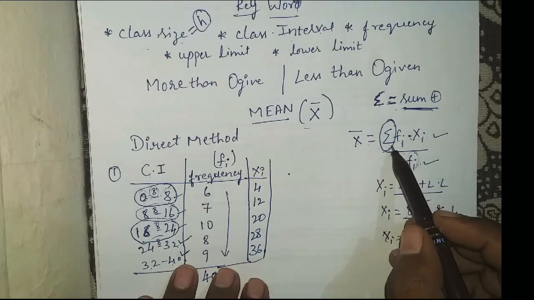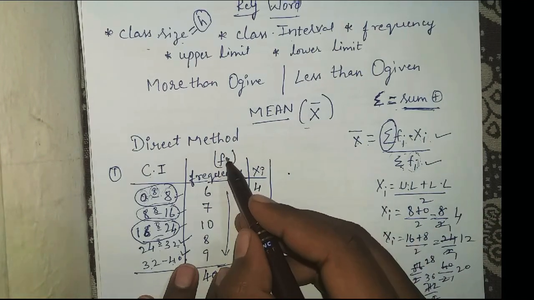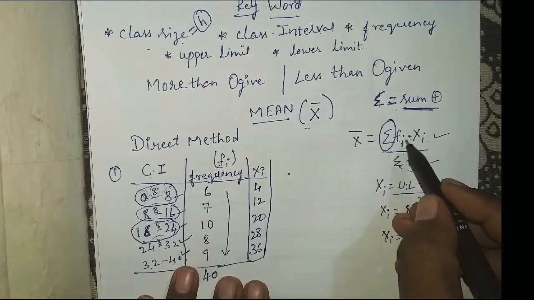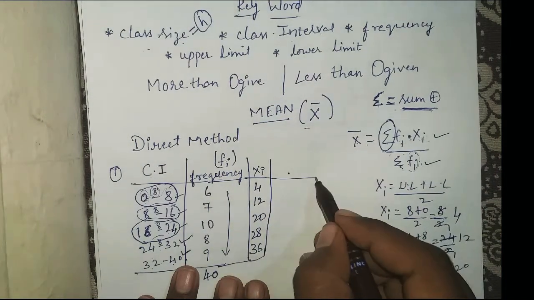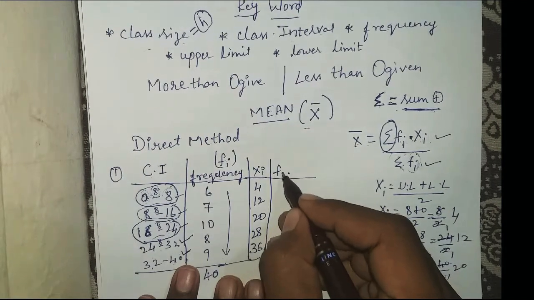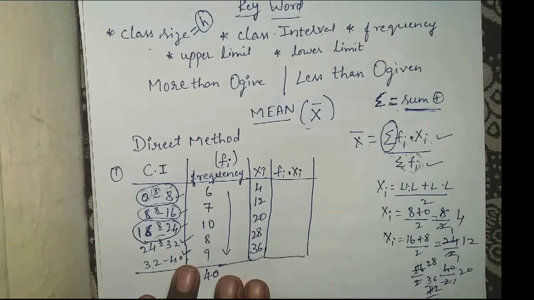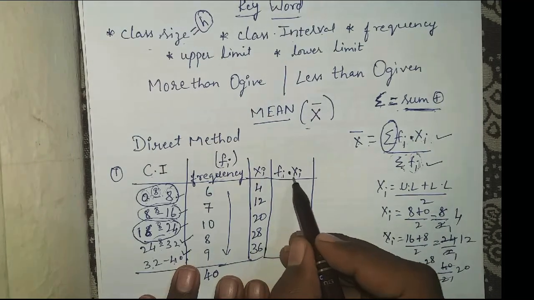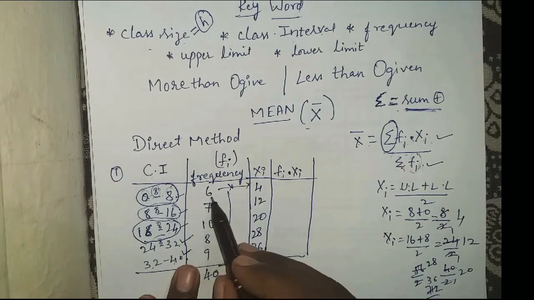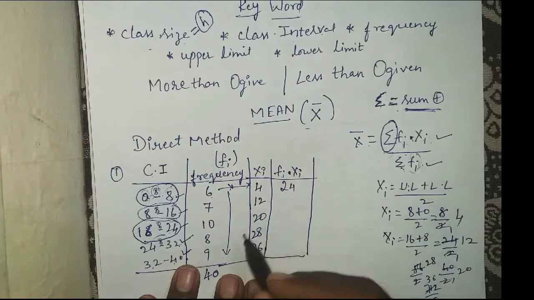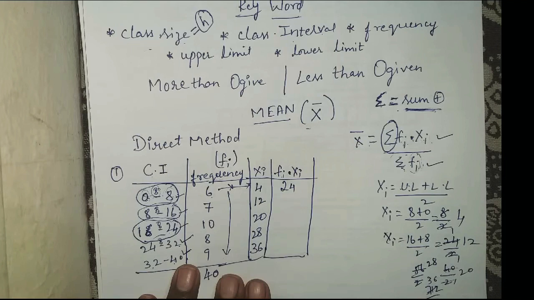In the formula we have sigma fi into xi, but here f is a separate column and x is a separate column. The formula needs the product column, so we need one more column where we multiply this fi and xi. 6 4s are 24. So you need to multiply each number.